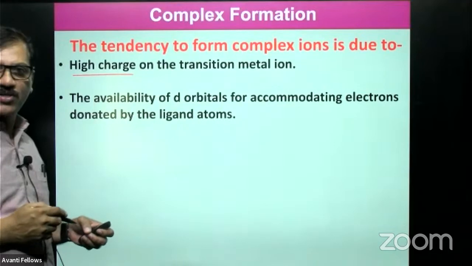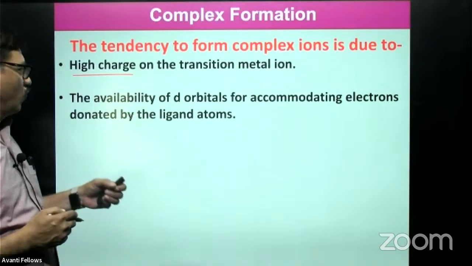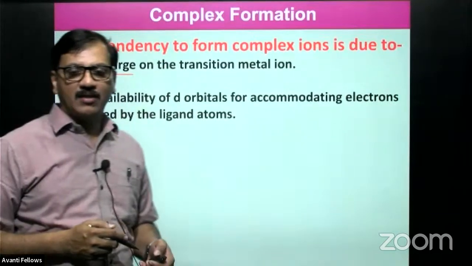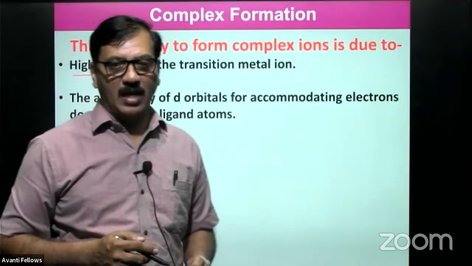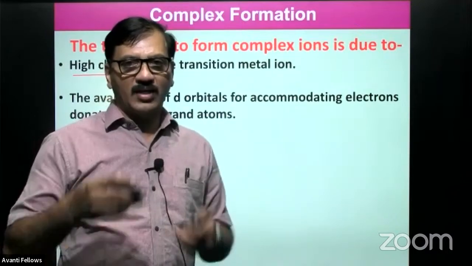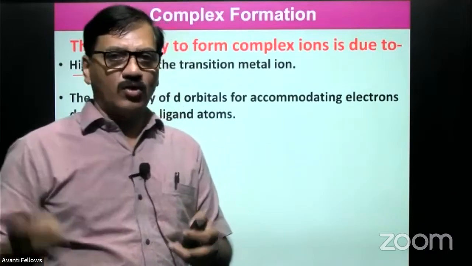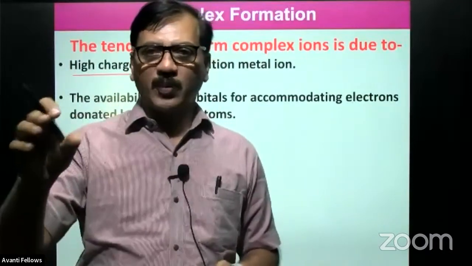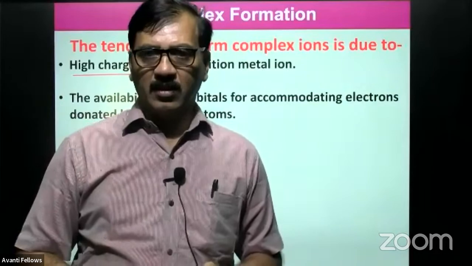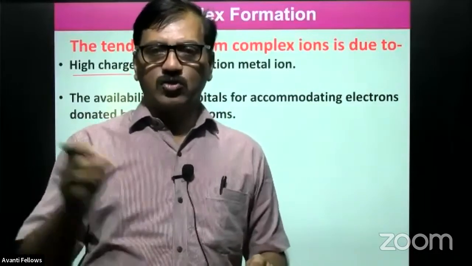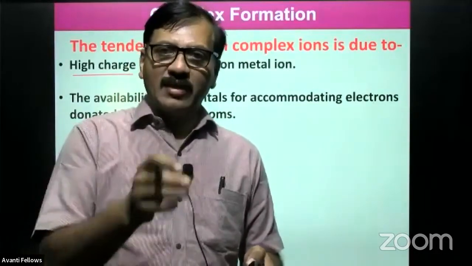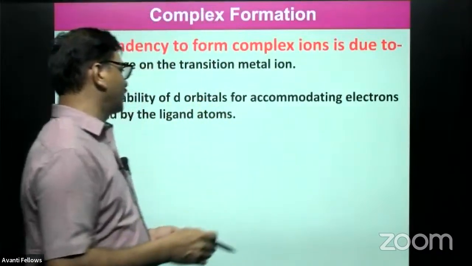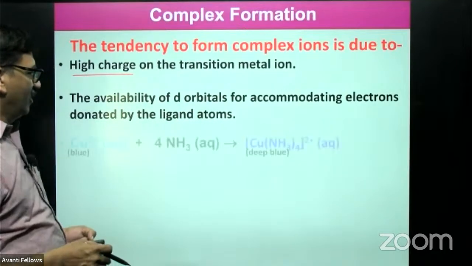This is the key point by which the transition elements show complex formation. Another thing is the availability of empty d orbitals. Ligands are those species which give a pair of electrons to the metal atom or ion. So when a metal ion is to receive that, it should possess empty orbitals, and the transition elements have them.